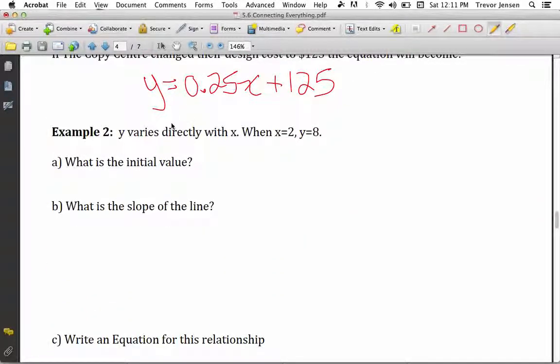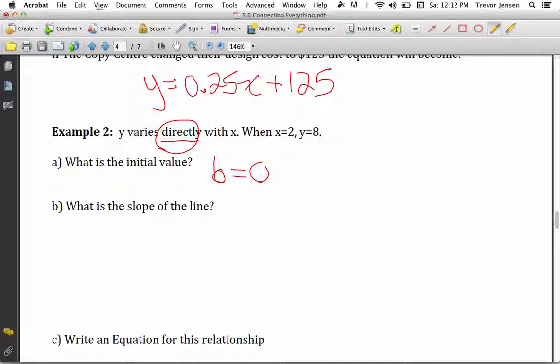Next example, it says y varies directly with x, and then also when x equals 2, y equals 8. So it's really important to notice that it says y varies directly with x, because that means the initial value is 0. The initial value is 0. And that's true for all direct variations. The initial value is 0 because we know the line is going to pass through the origin at 0, 0.